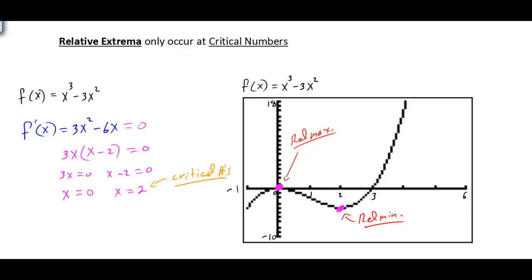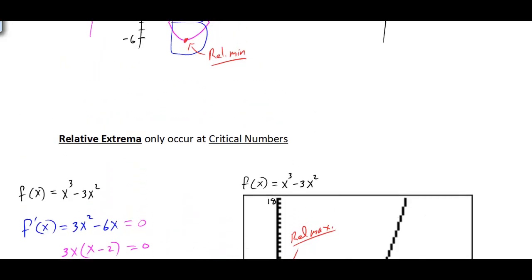Looking at the graph here again, relative extrema only occur at critical numbers. One thing to be careful with: that doesn't mean that all critical numbers are relative extrema. Just keep that in mind. If you have a relative max and a relative minimum, those points will be critical numbers. So your relative extrema only occur at critical numbers, but do not think of it the other way around. If you have a critical number, it may not be a relative extrema. We'll investigate that further in a future video.